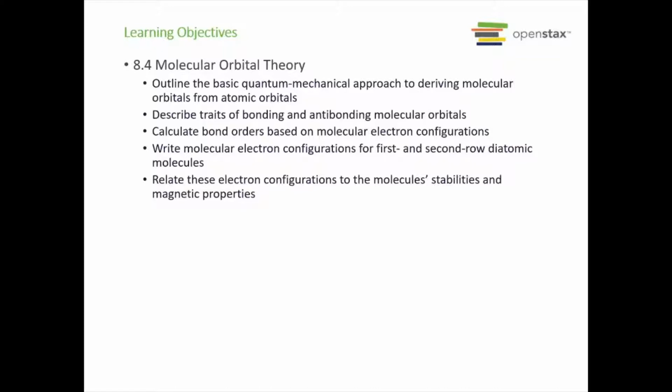In this section, we're going to outline the basic quantum mechanical approach to deriving molecular orbitals from atomic orbitals, describe traits of bonding and anti-bonding molecular orbitals, calculate bond orders based on molecular electron configurations, write molecular electron configurations for first and second row diatomic molecules, and relate these electron configurations to the molecule stabilities and magnetic properties.